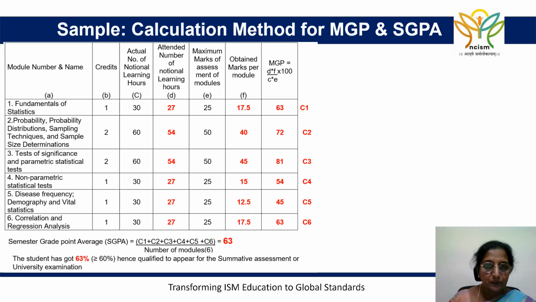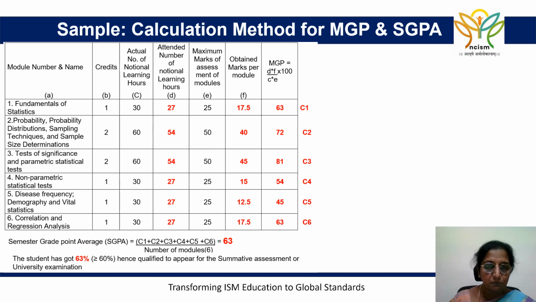This is a sample calculation method for MGP and SGPA for a student. The first column shows the module number with their title. The second column, B column, shows the number of credits. C shows the actual number of notional learning hours. D column shows the attended number of notional learning hours.